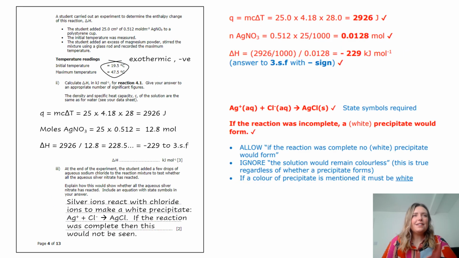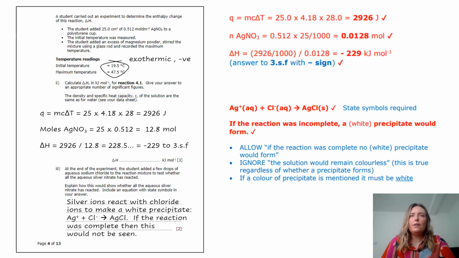So this next calculation, someone's carried out an experiment in order to calculate the enthalpy change of the reaction that we just talked about, and it's involving some silver nitrate and some magnesium. The temperature readings were given. You can see that my students clocked that this is exothermic, this is worth doing, and they've then been asked to calculate the enthalpy change of the reaction using this information. So this is a standard Q equals mc delta T, and then calculating moles, and then calculating delta H question.